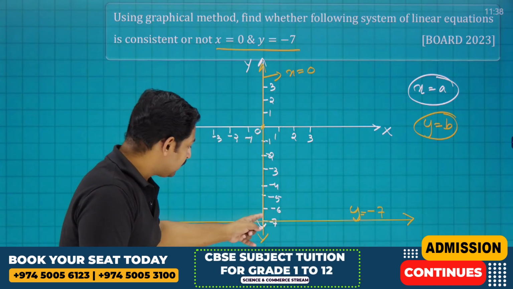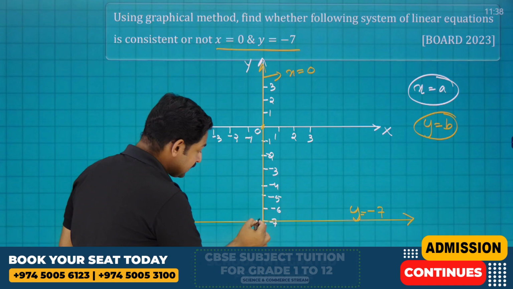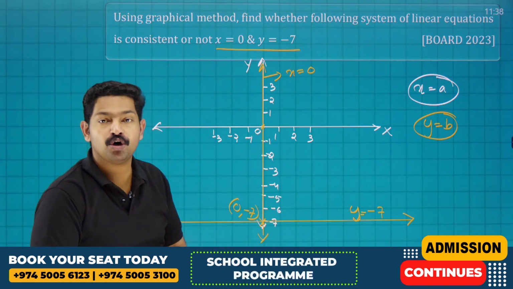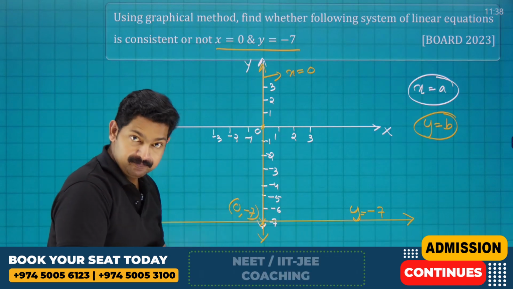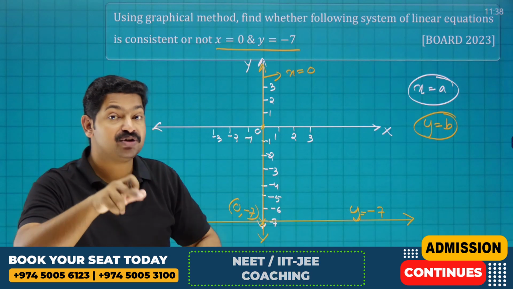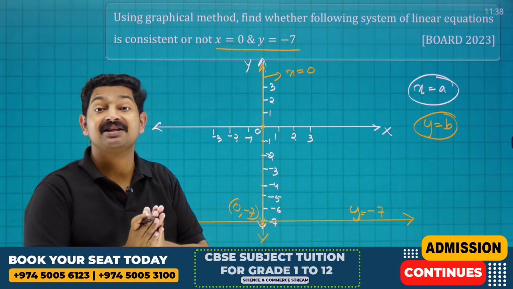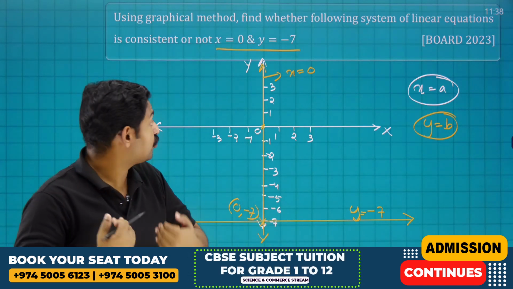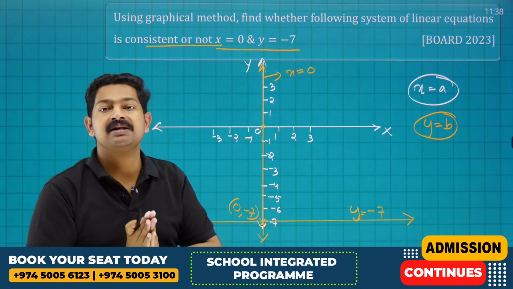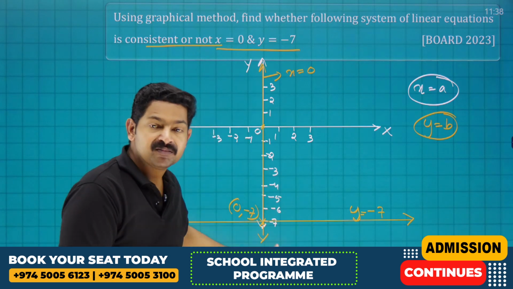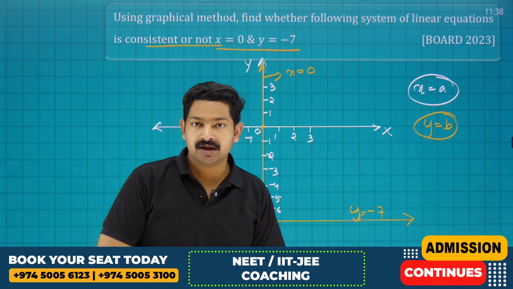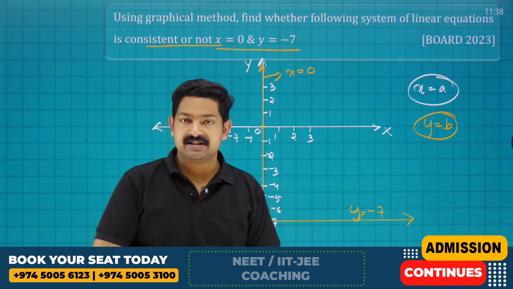Now you can see both the graphs will intersect, right? It will intersect at the point. What is the point? 0, minus 7. The graphs intersect at the point 0, minus 7, which means this is a solution. And moreover, the graphs are intersecting, which means there is a unique solution, and we got the solution also, which means the system is consistent. The question is whether the system is consistent or not. So the answer is yes, the system is consistent. The graphs are intersecting. There is a unique solution. And what is the unique solution? 0, minus 7. The value of x is 0 and the value of y is minus 7.